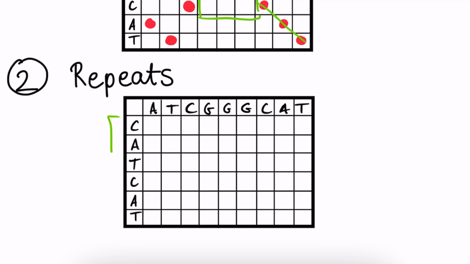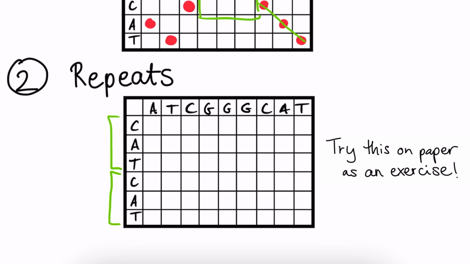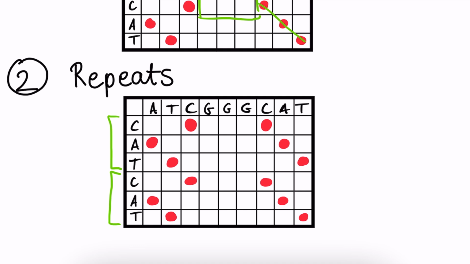I've modified the vertical sequence to include the word cat twice. Now let's see how that affects the matrix. We again include dots in every square in which the column and the row match up. There are several repeating patterns within the matrix. So this 3x3 grid here is repeated directly below with the same structure of dots, and the same goes for this 3x3 grid here. This makes sense because the sequence cat is also repeated.